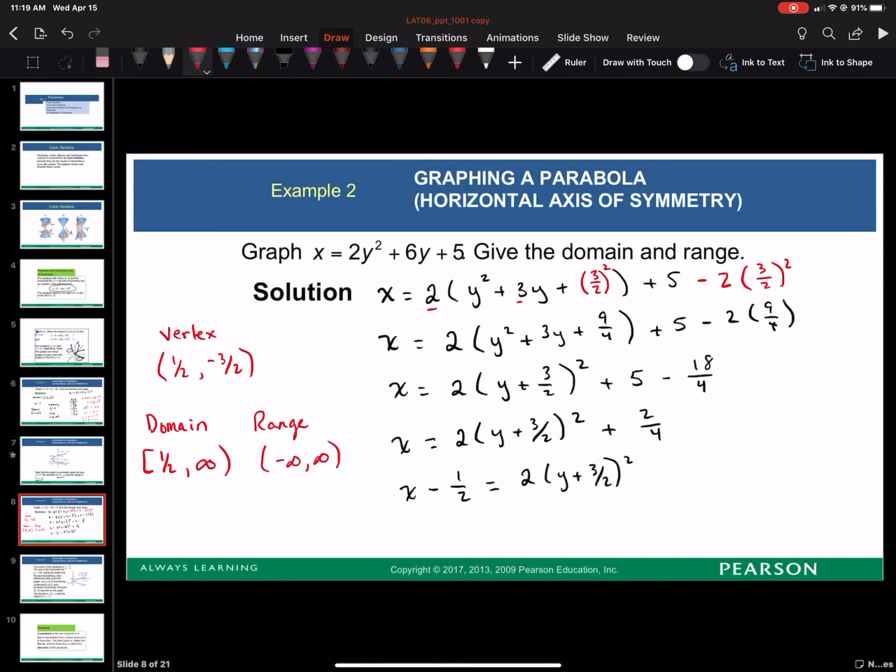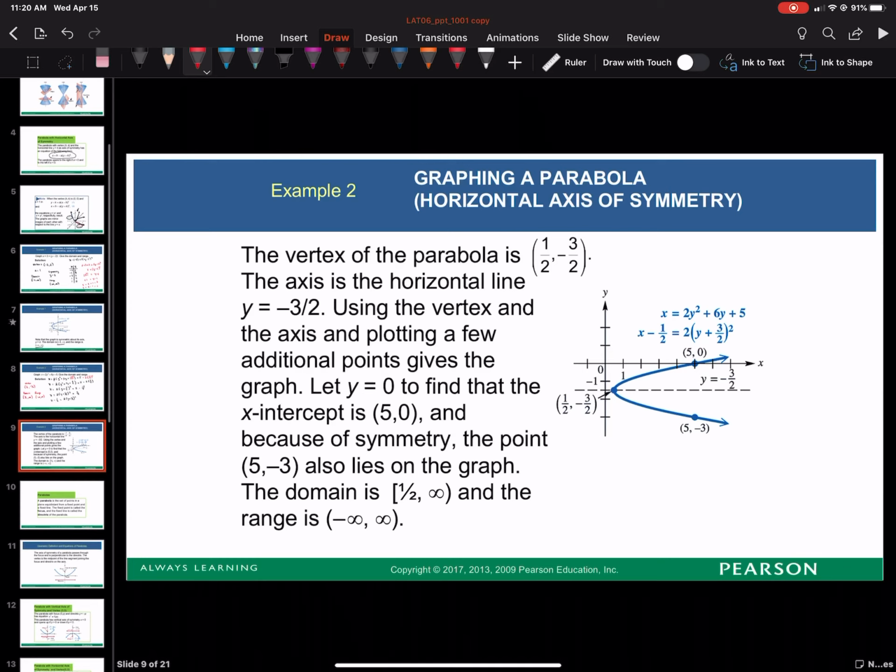Now, all you got to do next is just graph all these things. So you already know 1 point, which is 1/2 and negative 3/2. And you just got to find another point that works. So let's look. As you see, an intersecting point, now you know it's below the x-axis. So an intersecting point is 5, 0, and you will get 5, negative 3.